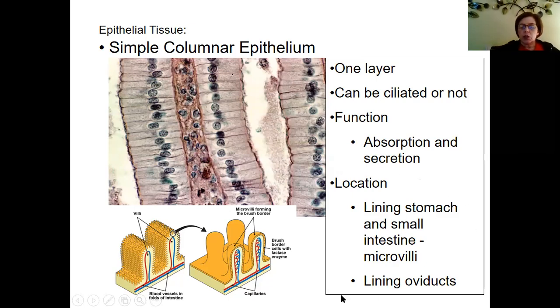So our location: the lining of the stomach and the small intestine. The small intestine has microvilli, the stomach doesn't, and lining the oviducts.